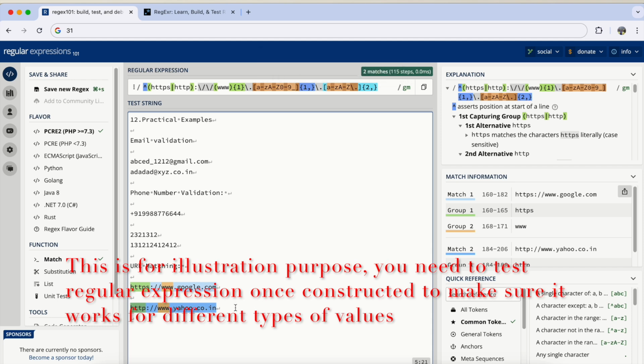So this way you can adjust this regular expression by testing with different URLs, different phone numbers or different emails, right? Now we have learned how to create a regular expression for email ID validation, phone number validation, and URL validation.